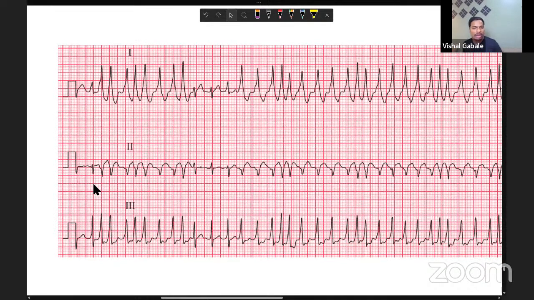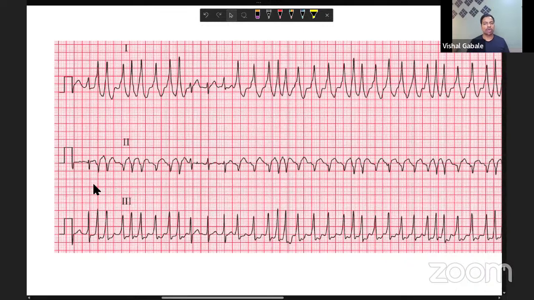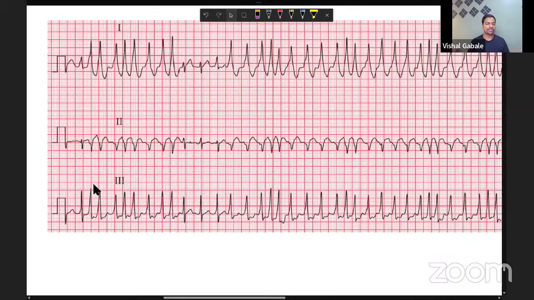So I will tell you what is VT, but before that, you just understand this. This is narrow QRS, no? Why are you talking about broad QRS? Look at lead 2 itself. Let me show you. Here, look at this QRS. Look at this narrow QRS, okay? These are very narrow QRS. Why are you talking about it as a VT then?